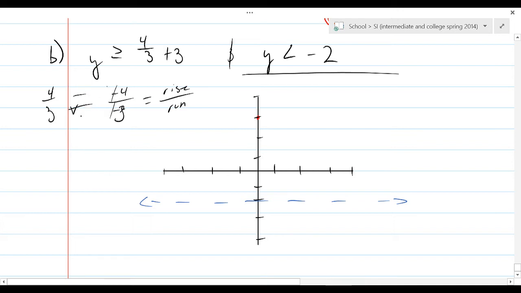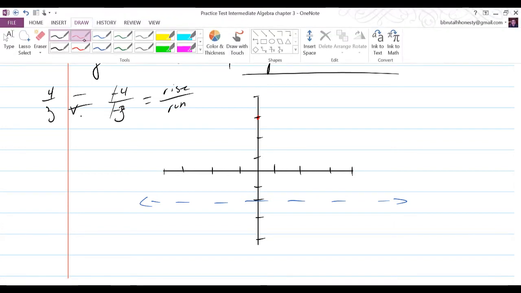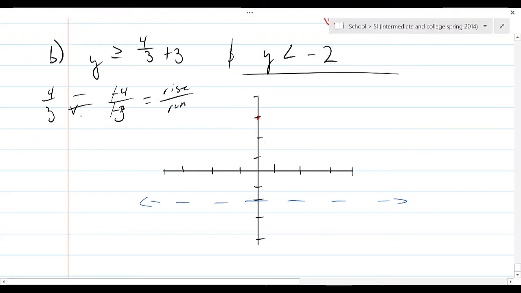But sometimes I don't have enough room on my graph to go up 4 units and to the right 3. I didn't make it because I didn't have enough foresight. So what I can do is go down 4 and to the left 3. So let's do that. 1, 2, 3, 4. To the left 3, 1, 2, 3. Here's my second point.